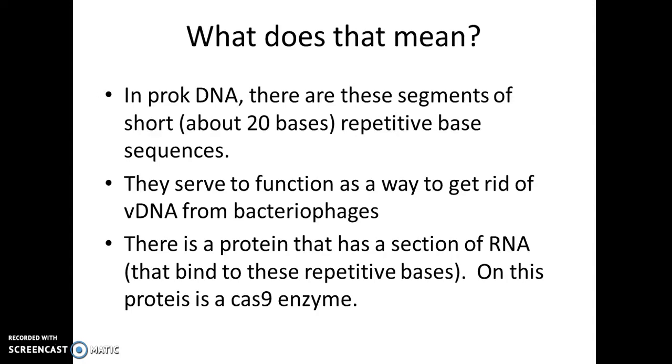In prokaryotes, they have these segments that are short repetitive bases. What it will do is look for those bases, cut out the DNA between those bases, and that's usually where the bacteriophage DNA ends up. The protein CRISPR uses an RNA sequence that binds to the repetitive bases. And on the protein, I should say enzyme, is an enzyme called Cas9, and that's what cuts the DNA.